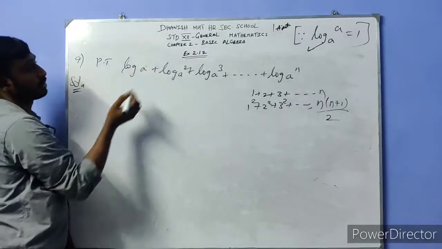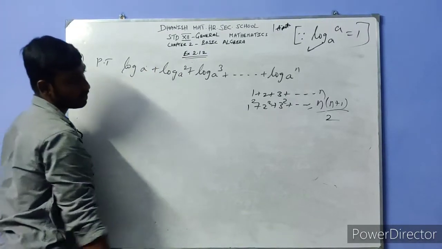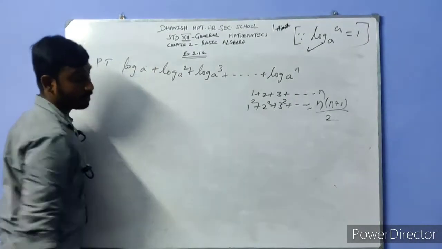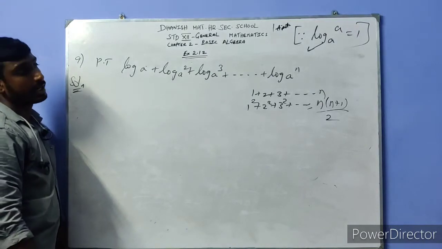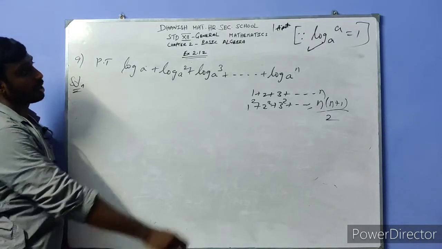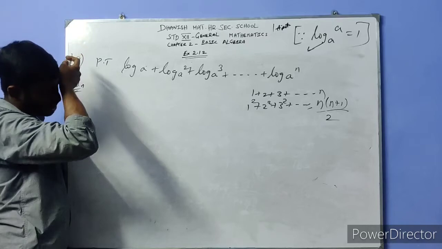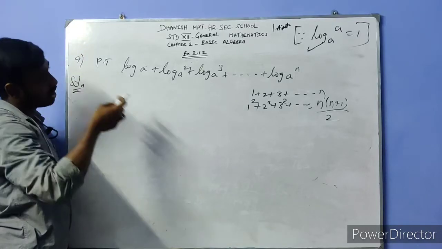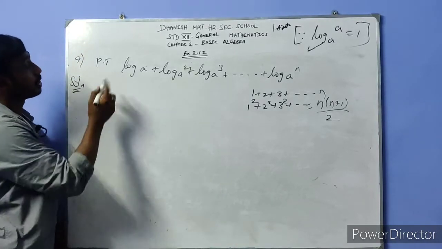Now first, in this sum we are using a rule from 10th standard, which we studied in the second chapter. Now we are going to apply this rule here in the third chapter. So how to solve this one?